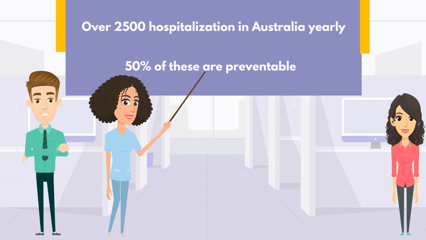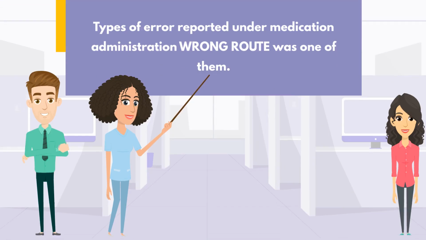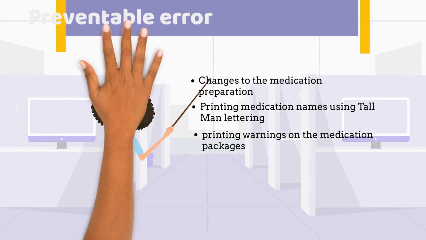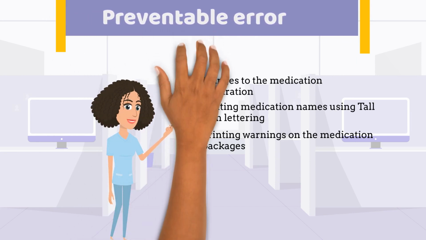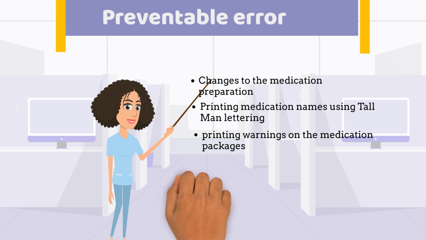Medication error accounts for over 250,000 hospitalizations in Australia yearly, and 50% of this harm is preventable in healthcare settings. There are multiple types of error reported under medication administration, and giving a medication in the wrong route is just one of them. In relation to the error in the video, there have been several initiatives done to prevent the occurrence of such an event, which are changes in medication preparations, printing medication names using Tall Man lettering, and printing warnings on medication packaging. However, these errors still occur.